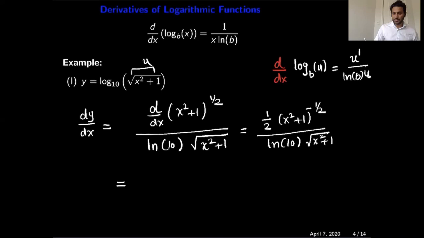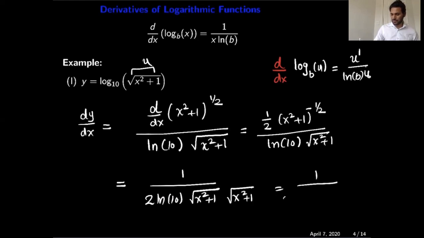The exponent is negative, so I can move that into the denominator. It is going to be 2 natural log of 10 times square root of x squared plus 1 times square root of x squared plus 1, which simplifies to 2 natural log of 10 times x squared plus 1, because 1/2 times 1/2 is 1. That completes the problem here.